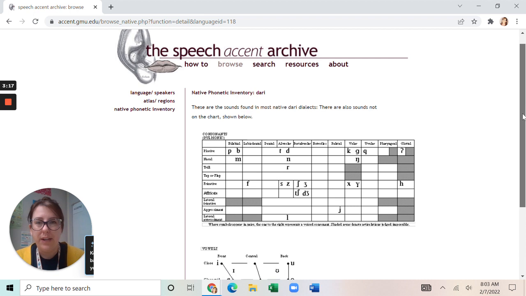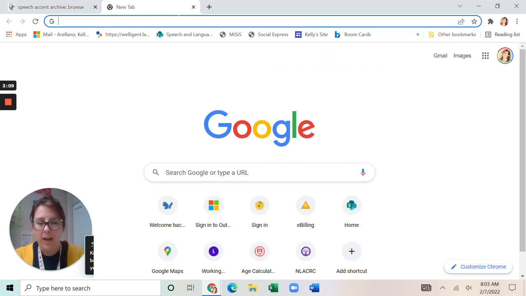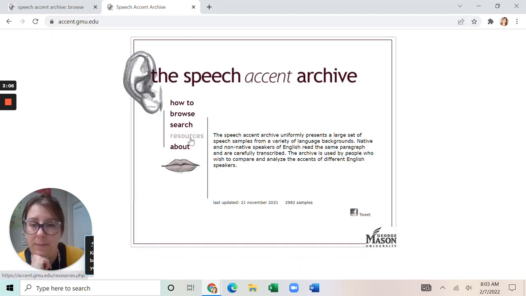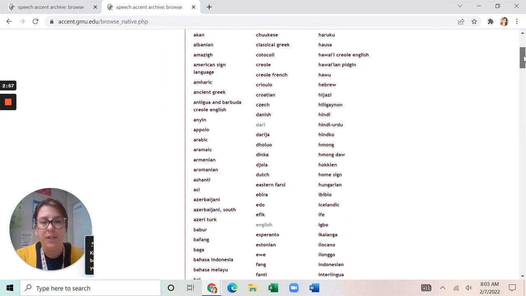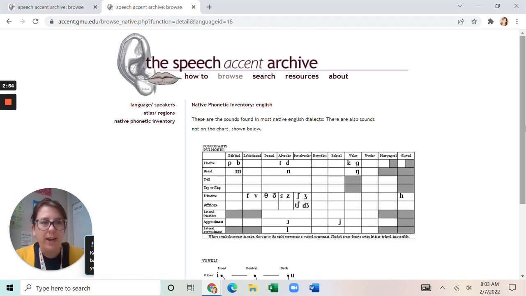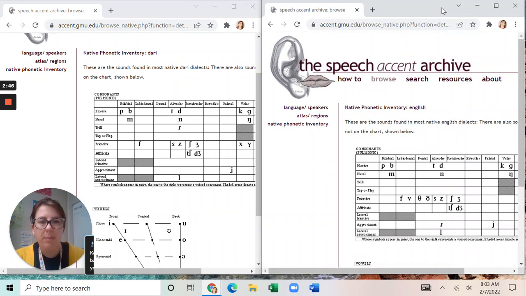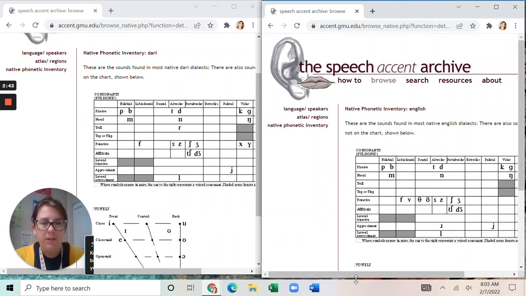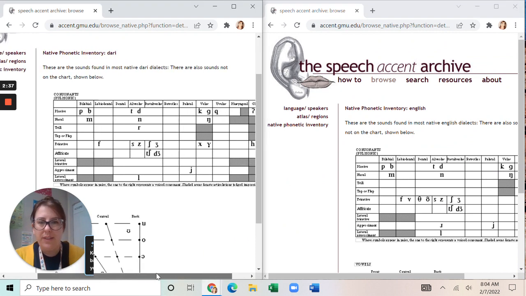If you wanted to compare Dari to another language, in my instance, English, you'd open up another tab. Let's go ahead and go to accent.gmu.edu again, and let's tap on Browse. As I said, I'd like to look at English because I speak English. And if I'm doing an assessment on Dari, I'm probably going to be comparing Dari and English. Let's go ahead and minimize both our windows and line them up like this. You can use these little tabs like this at your cursor, little arrows, to line everything up just nice.